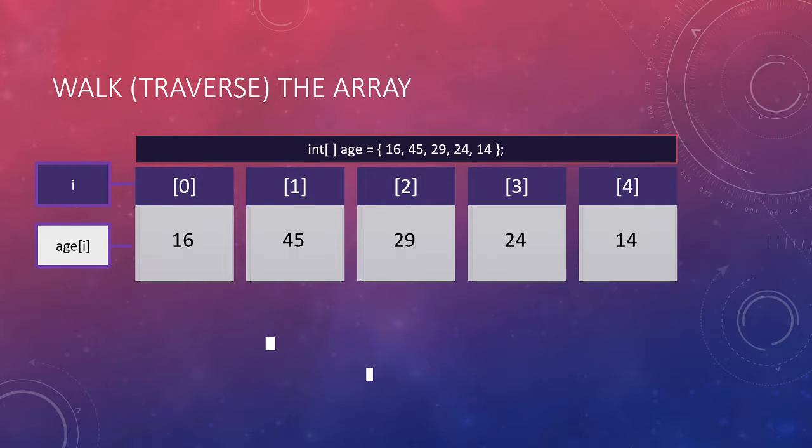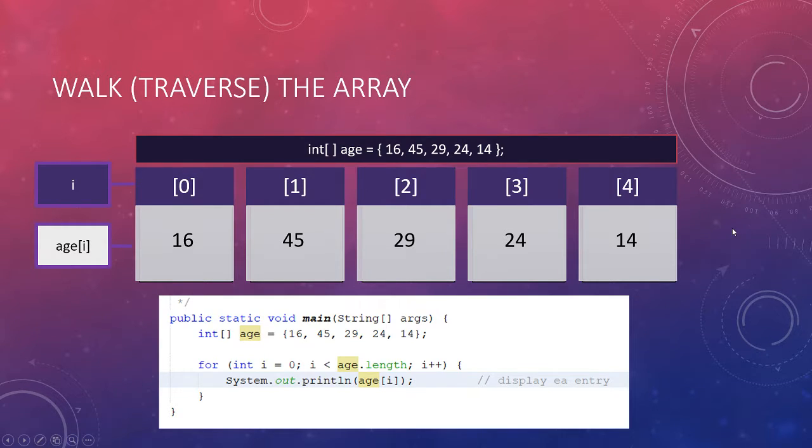So we'll hear programmers discuss walking the array, or looping through the array, or traversing the array. What they mean is executing some sort of loop code to check all of the entries within an array or do some sort of processing. So here we have our integer array named age. At the top we have the index values for the different positions within our array, and then in the gray we have the actual values that are contained within the array.